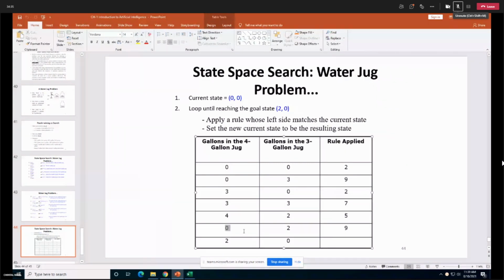At this place, you can apply rule number 9 and rule number 11. Both are valid at this current state. Applying rule 9 over here, or if you want, you can apply rule 11, and this is how we reach our goal state 2, 0.